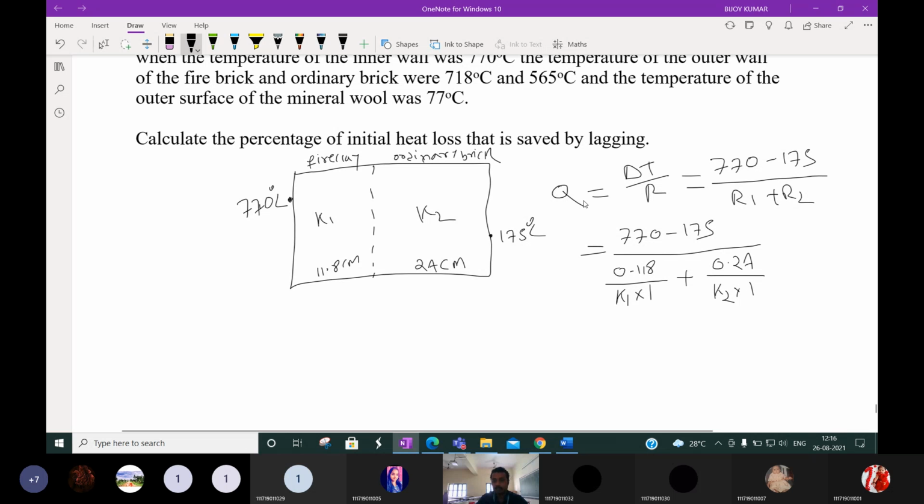I think this is clear. Any doubt till now? No doubts, sir. This K1 and K2 value are not known. So what we have to do is find this K1 and K2 value and then calculate this Q value. Suppose we write this Q1, first case, or you can say case 1.